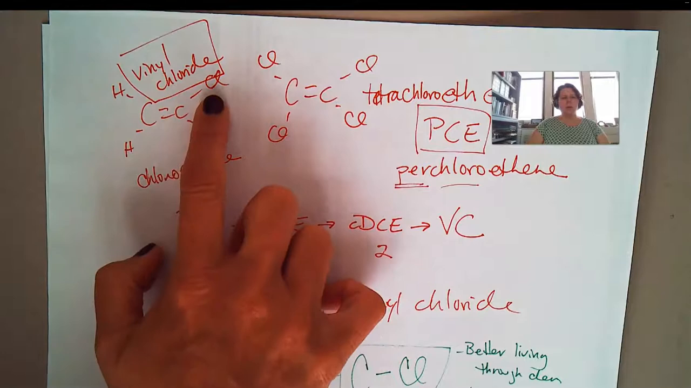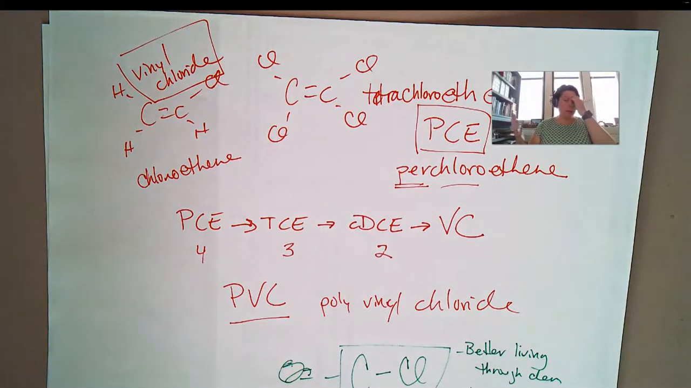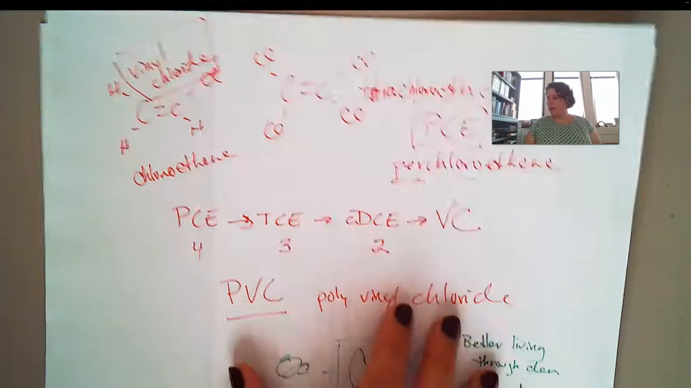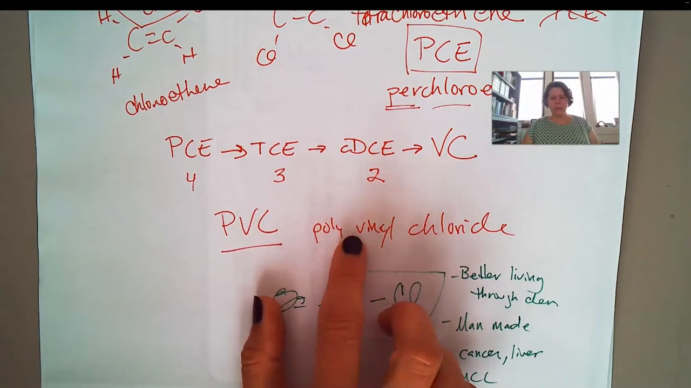So where it's got one chloro group on top of it is called vinyl chloride. Again, why is it called vinyl chloride? Well, that's the older name for it, and that's what we call it. It could also be referred to as chloroethene, but no one says that. So we call that vinyl chloride. And then when we put them together, we make what's called PVC, polyvinyl chloride.